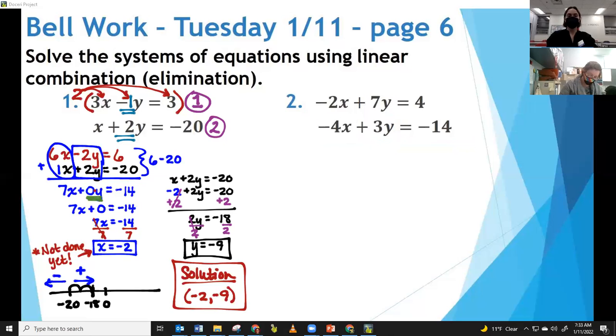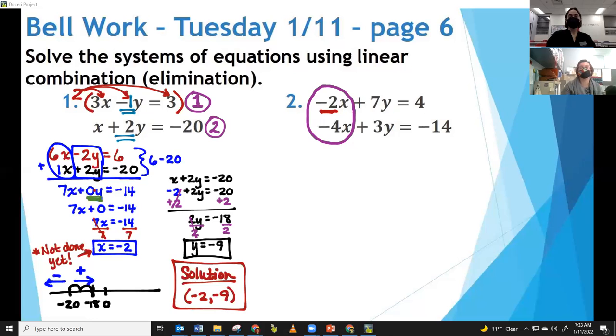Last time we made our y's cancel out. Let's see if we can make our x's cancel out. Right now I have a negative 2x and a negative 4x. Is there anything that I could multiply negative 2 by so that I can get a positive 4? Super close, Soraya. There we go.